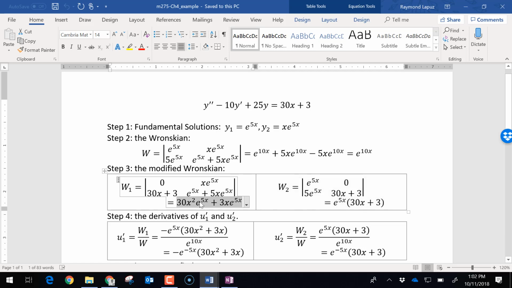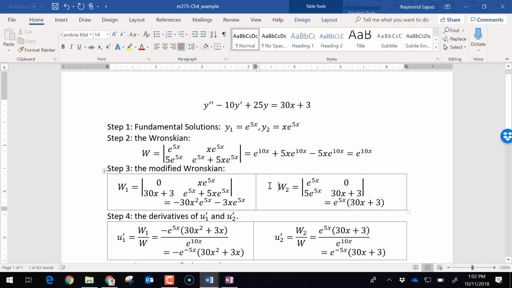And, oh, there was a negative here. I think this was one of the mistakes that I made in class. So make sure that there's a negative sign here. And I think I got it fixed after that. There you go. Actually, I would have preferred to use parentheses, but that's fine. So that's step 3, finding W1 and W2.